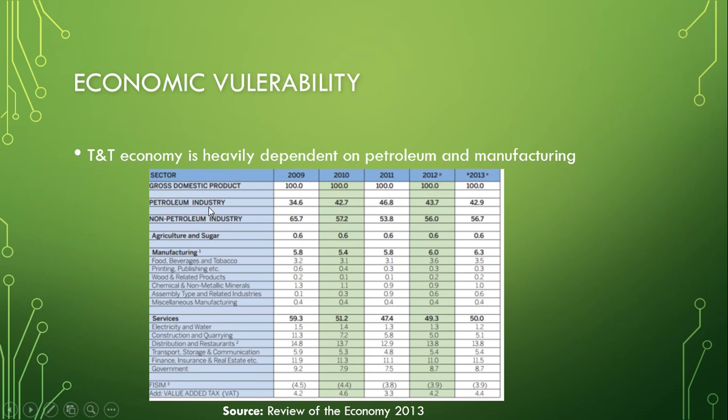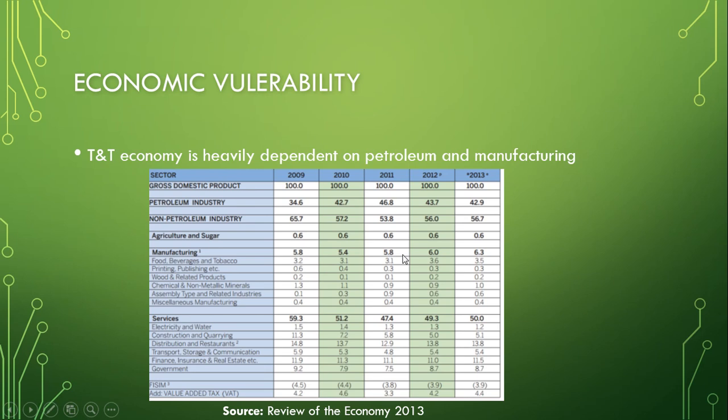Let's look at the numbers briefly. So at the top, this is our gross domestic product, so that would be set at 100%. So these numbers are in percentages. Petroleum economy, look at how it has increased from 2009, 34.6%, to 2013, 42.9%. That means from that period of time, starting from 2009, we have had an increase in contribution from the petroleum industry to our national production, or to our national economy.